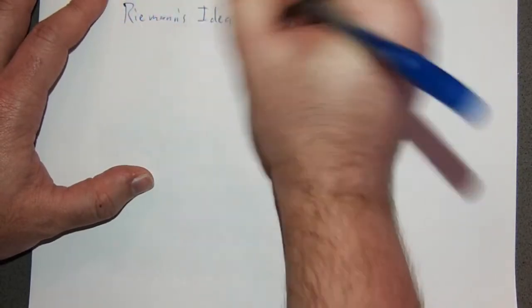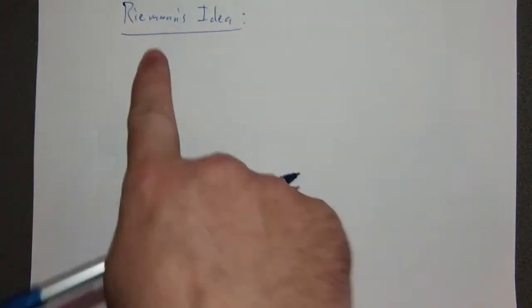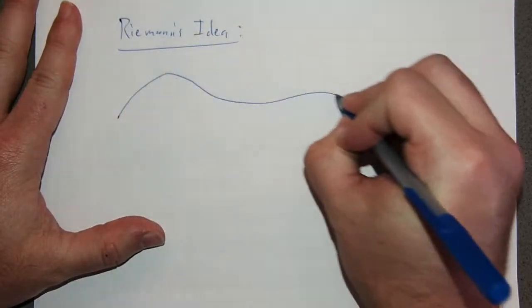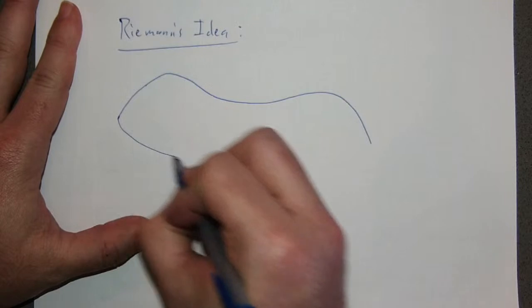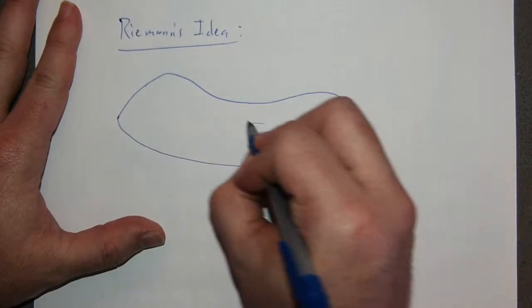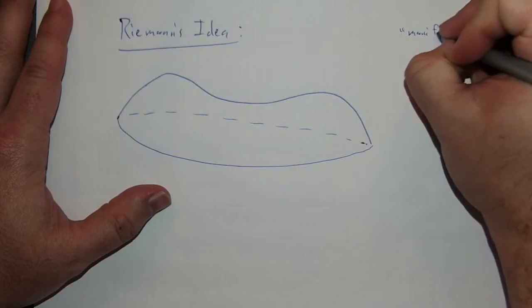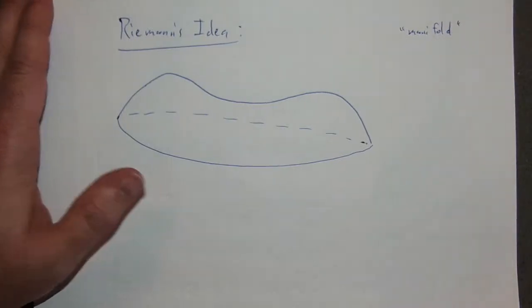And as I said, Gauss had done some of this on surfaces. So I'm going to show this for surfaces, but Riemann applied this not just for surfaces, but also for higher dimensional spaces. So the idea is, say you have some surface, and who knows, it could be really curved. Maybe it's even like the tractricoid from earlier.